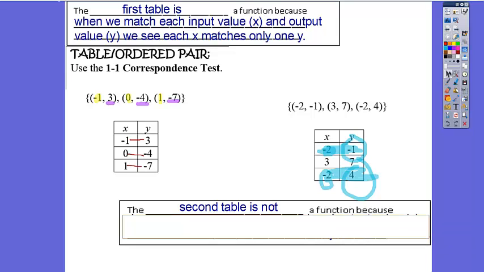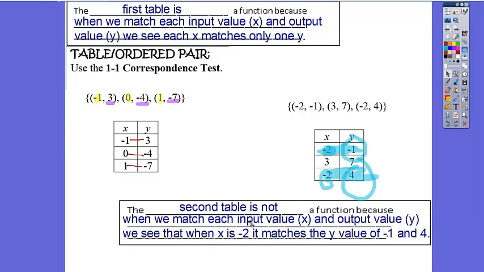Okay, here we are. Remember, if I'm talking too fast, you can always pause the video, rewind the video, rewatch whatever you need to. So the second table is not a function because when we match each input value and output value, we see that when x is negative 2, it matches the y value of negative 1 and of 4, which is not okay.